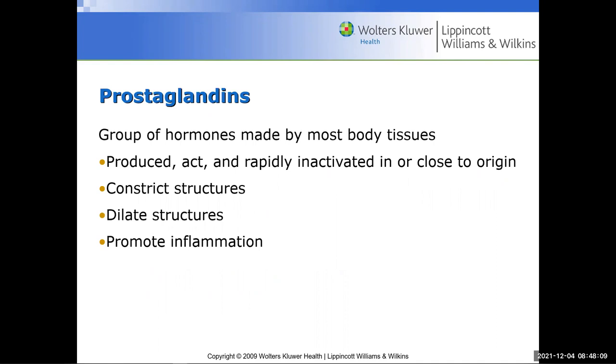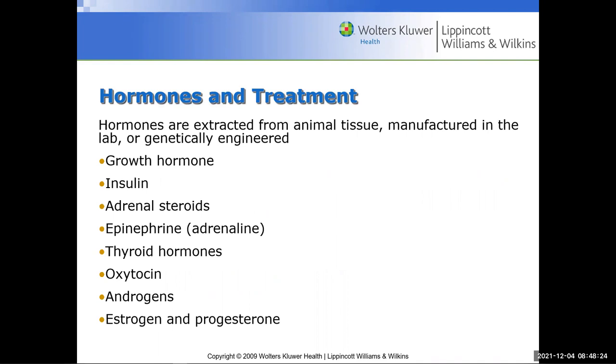All right, so the last thing we want to talk of is a group of hormones made by most body tissues, and this would be prostaglandins. They are produced close to the area in which they act. And what do they cause? They cause constriction of structures and dilation, and they also promote inflammation.